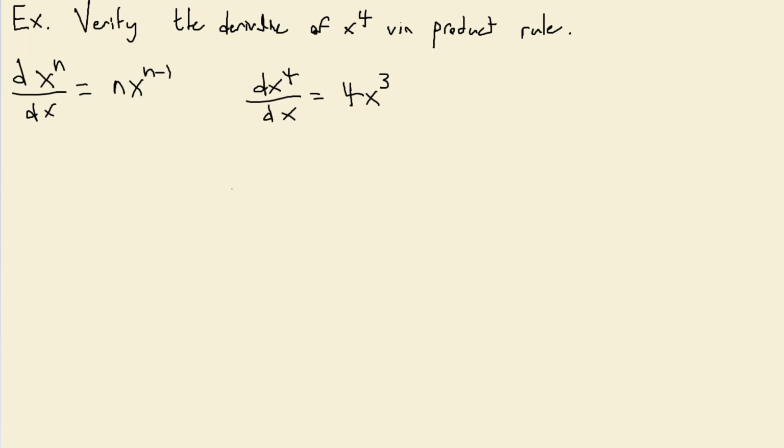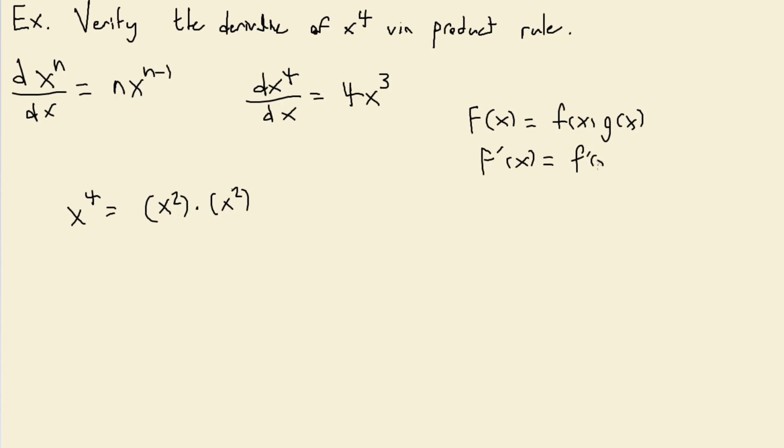And so how could we verify this via the product rule? Well, x to the power of 4 is just equal to x squared times x squared. And so if we know that if f of x is equal to some function times some other function, then the derivative of this is going to be f prime of x g of x plus g prime of x f of x, then we can use that to verify this.